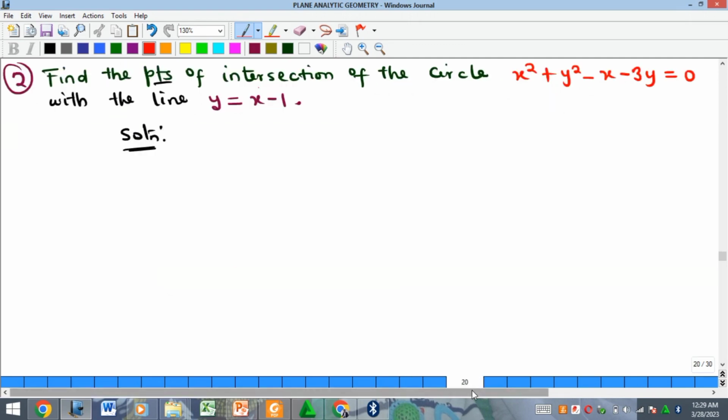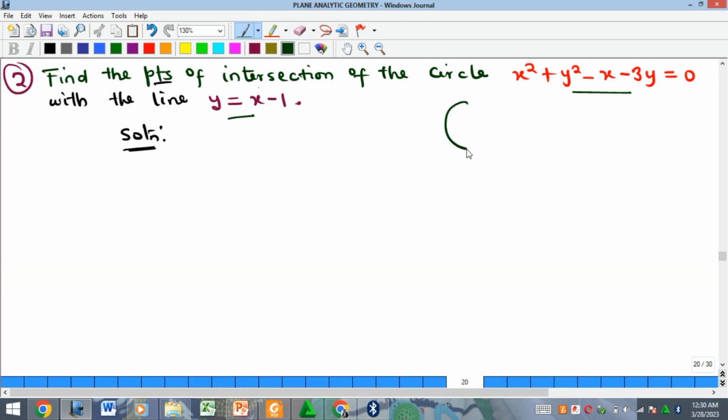Now, there is a second example I would like us to look at here. This is another beautiful critical example that will allow you to think. It says, find the point of intersection of the circle. And so we are given a circle here and then the intersection of the circle and this line.